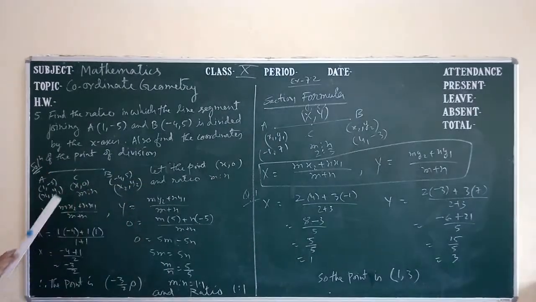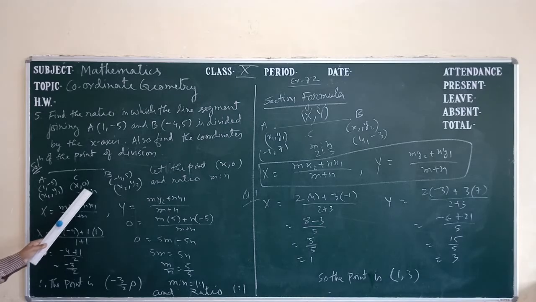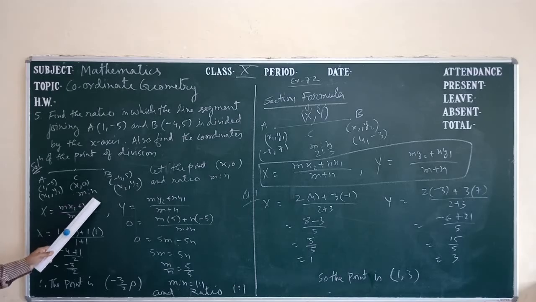Capital X and capital Y are given. Capital X means x and capital Y means 0. But m is to n is not given. So first we have to find the ratio, then we find the point (x, 0). Now look, this is the formula.